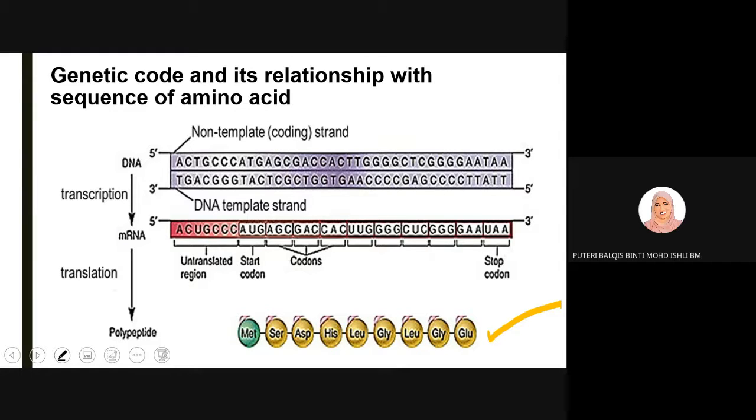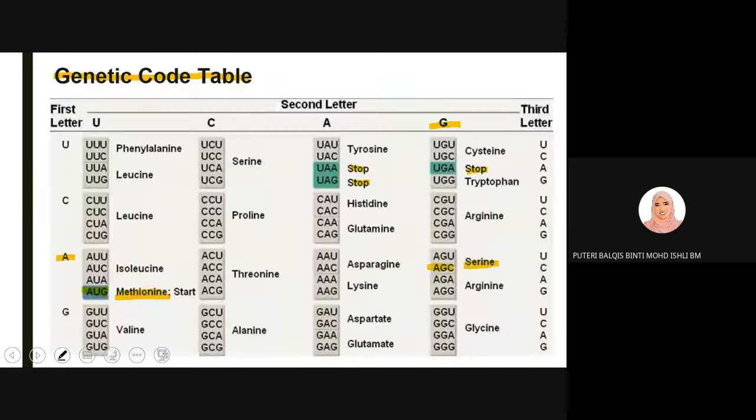Okay, boleh ke? Madam, genetic code table ni kita kena hafal ke? Tak perlu. Good question Iman. Genetic code table tak perlu hafal. Soalan akan bagi genetic code table. Dalam biomix awak pun, dalam past year awak pun dibagi genetic code table. So you don't have to hafal.